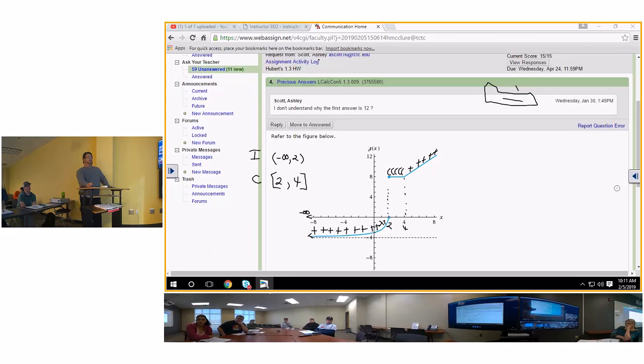Constant. And then from 4, well, that would get a parenthesis because it's neither constant nor increasing. So that would be 4 to infinity. What is it doing? It's increasing.